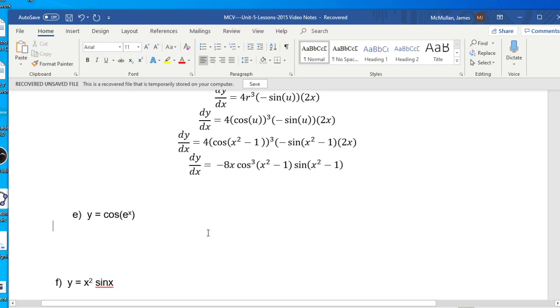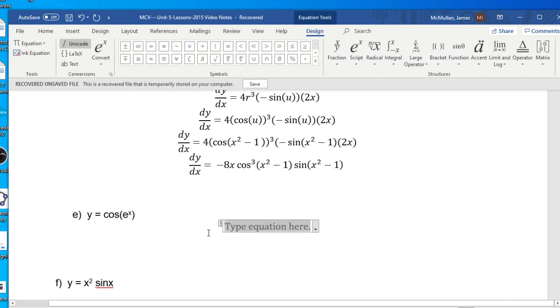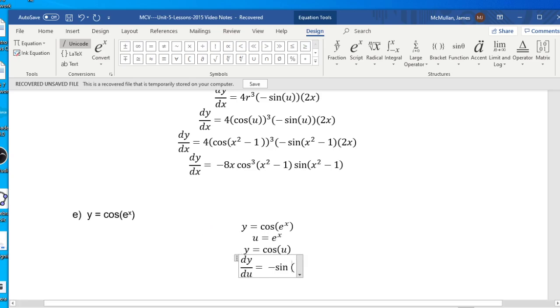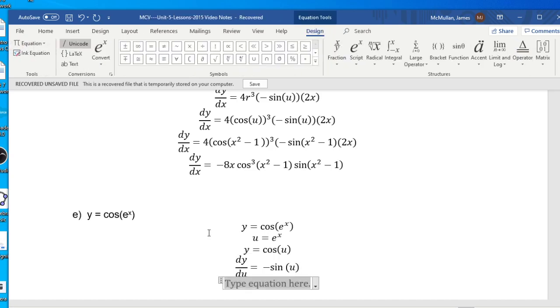Okay, let's do this one in Leibniz notation as well, just to get the hang of it, just to keep working on this a little bit. Let's say y is equal to cos e to the x. I'm going to say u is equal to e to the x, and therefore y is equal to cos u. Now dy, derivative of y with respect to u is really easy. I change it to negative sine, right? Cos becomes negative sine. Very simple.